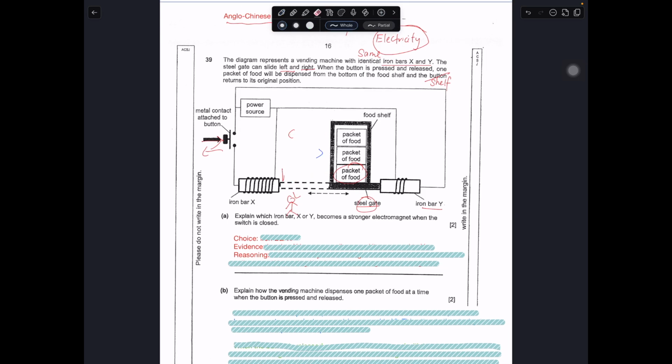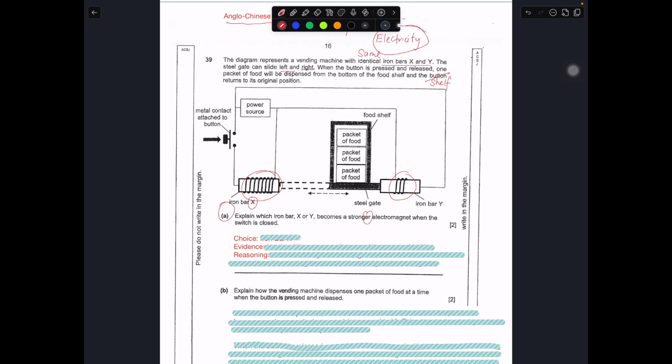So let's go to the first question first. Question number 1. Explain which iron bar, X or Y, becomes a stronger electromagnet. Okay, stronger. So over here, if you want to look at which one is stronger, you look at the number of coils. Obviously, X has more coils, so it becomes a stronger electromagnet.